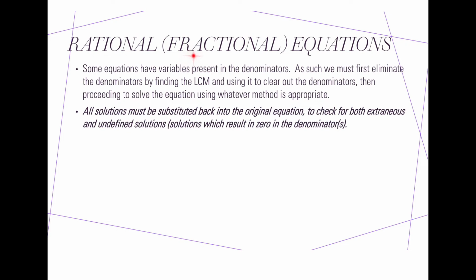And where we decide this is a rational equation is when we see variables present in the denominators. So, as with linear equations, whenever we had fractions in our denominators, we wanted to figure out the LCM and then used it to clear out our denominators. We always want to get rid of denominators. They're a pain to work with, right?